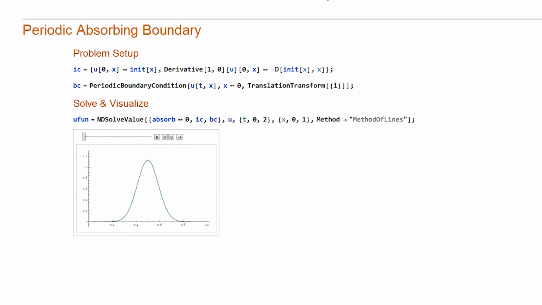In this third example, we try to use periodic boundary conditions. The problem setup is similar to before, with the only difference that now the derivative of the initial condition is actually specified to give an initial velocity to the wave. So the wave is moving to the right in this specific case. We specify a periodic boundary condition where the dependent variable u is taken from the right-hand side and mapped to the left-hand side. Looking at the solution, we see that the wave moves to the right and re-enters on the left-hand side.